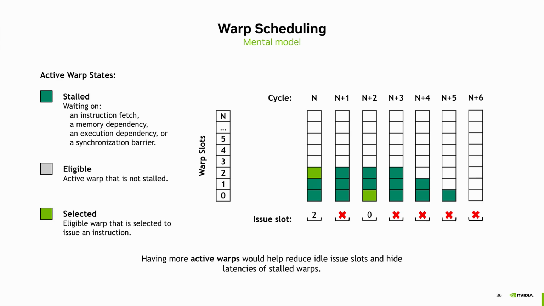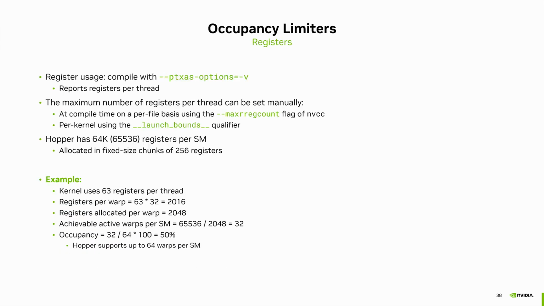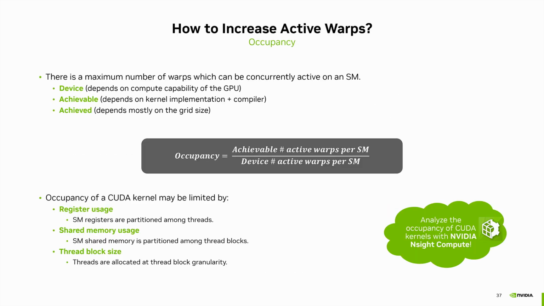But now let's assume that all of the threads are stalled, and then they start to exit. So the main thing I want you to keep from this picture is that if we had more active warp slots in the first place, it would be easier for us to hide these empty issue slots and actually use them. Okay? So how can we actually increase the active warps per SM?